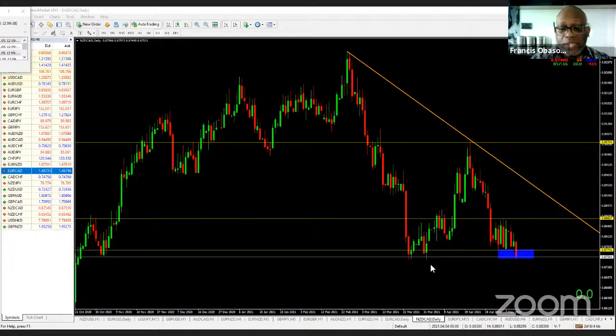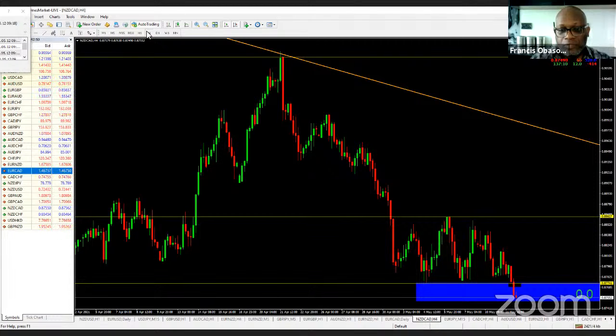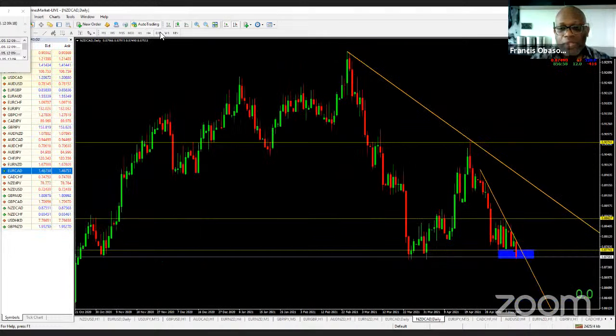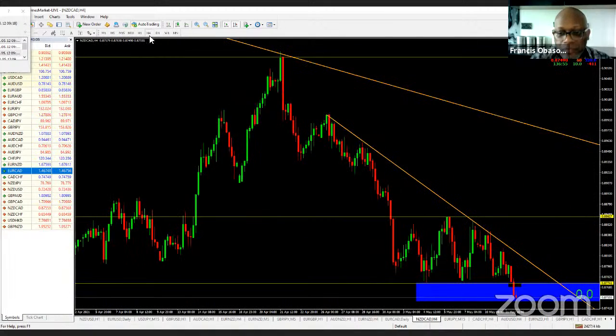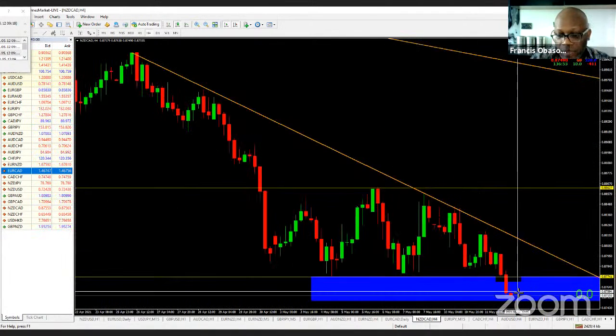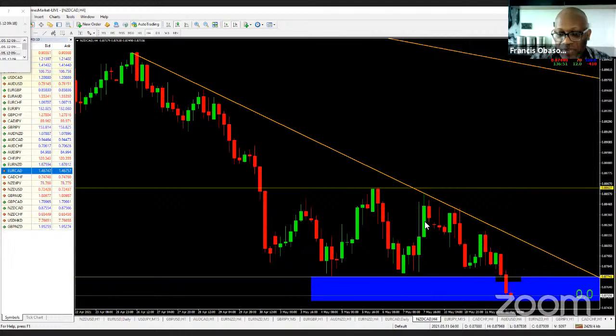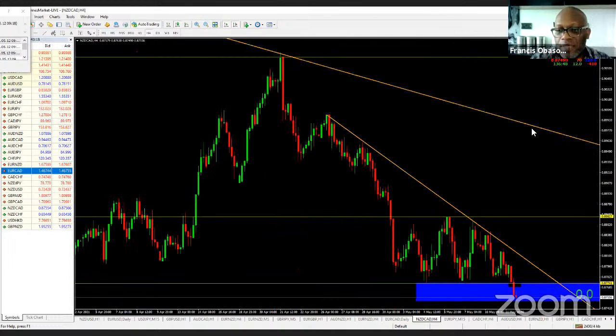This is Euro, this is New Zealand dollar, Canadian dollar on the daily time frame. You might choose to do that as well. So even if it decides to pull back up, it might not necessarily get to this daily trend line. It might only go that far.